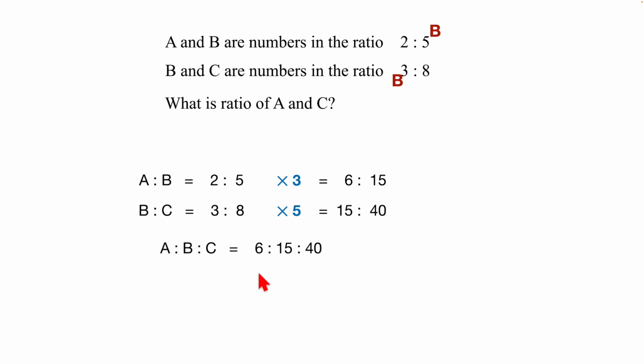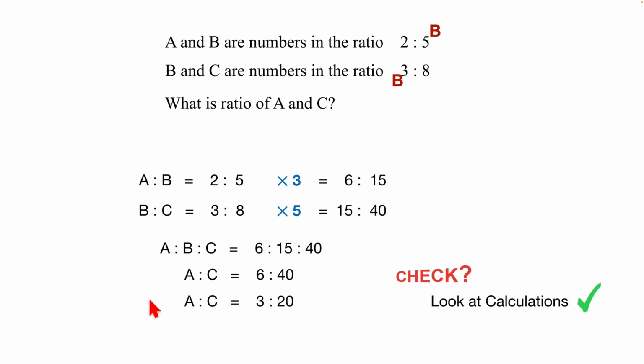A to B to C, 6 to 15 to 40. We don't need the B. A to C is 6 to 40. And we know, well, I wouldn't change this, but if the question asks for the ratio in its simplest form, we could divide by 2. We can divide by 2 and get 3 to 20. And the check, again, just look at the calculations. 2, 3, 6, 5, 5 times 3, 15, 5 times 8, 40. That's good to me. Right.